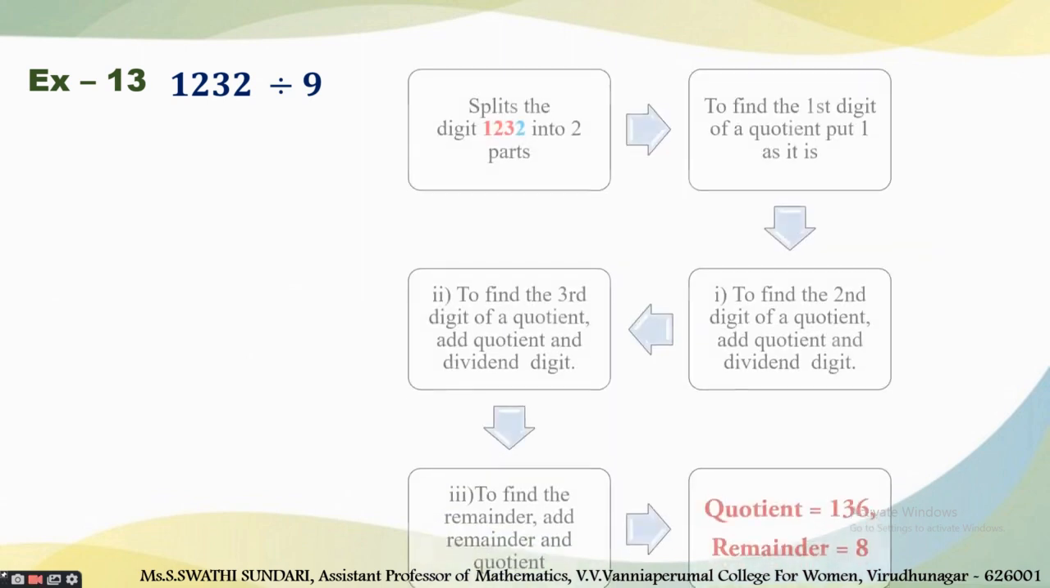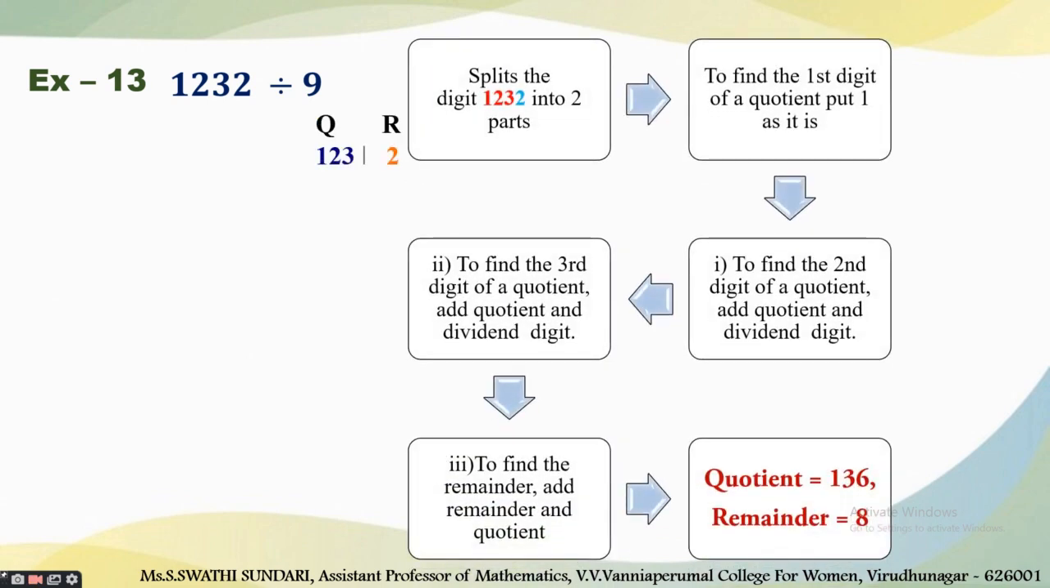And in a similar way, we have to solve this problem, 1232 divided by 9. As usual, we split the number: 123 as the quotient and 2 as the remainder. To find the first digit of the quotient, put 1 as it is. And next, we have to find the second digit of the quotient. Add that quotient 1 to the second digit of the dividend 2. So we get 1 plus 2 equal to 3.